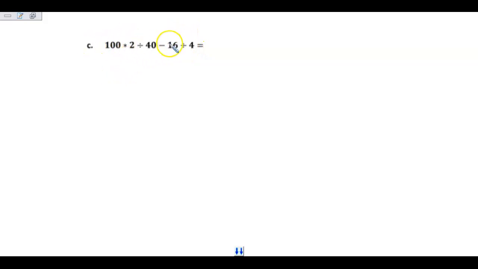So working left to right, I'm going to do this one first. So 100 times 2 is 200. I'm going to bring everything else down. Still working left to right, I have division, also a powerful operation. So I'm going to have 200 divided by 40, and that's going to give me 5. And then bring everything else down.